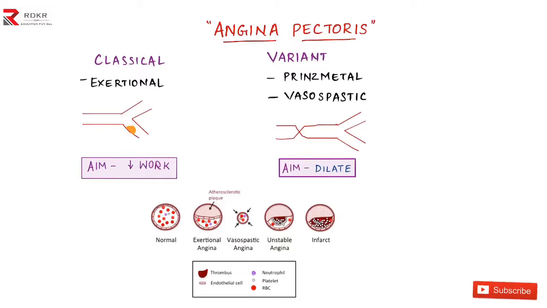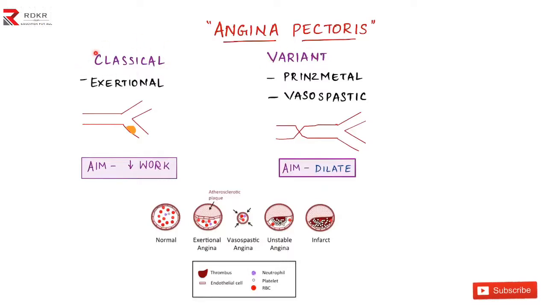In this video, we are going to learn about angina pectoris. I think all of you know the main complaint in angina pectoris is chest pain. So the chest pain is a squeezing, throbbing pain. And we have two types of angina, that is the classical type and the variant type.